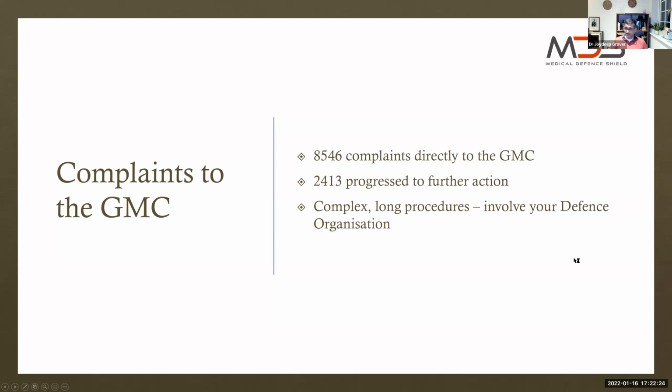So some complaints go to the GMC. A lot of them. As you can see, there are huge numbers. Nearly 9,000 complaints a year to the GMC. Many of them don't progress, but around a third do progress. And the ones which do progress, and I've got a full presentation on the GMC, which I don't think we will go through here. GMC procedures can be complex, very long, and very stressful. These are processes which can take a minimum of months, sometimes a couple of years.